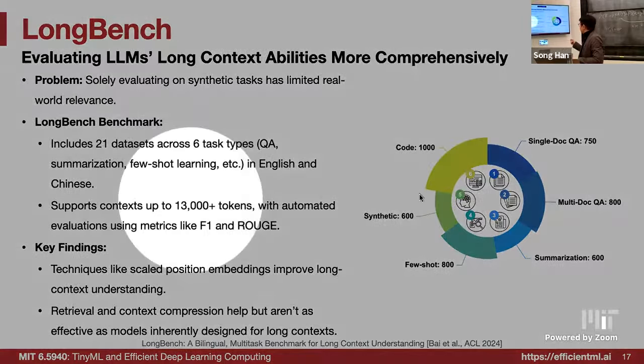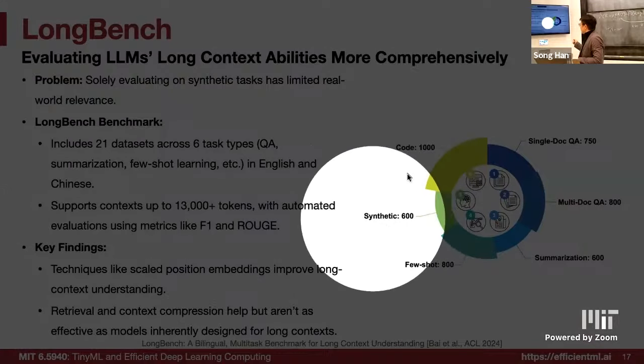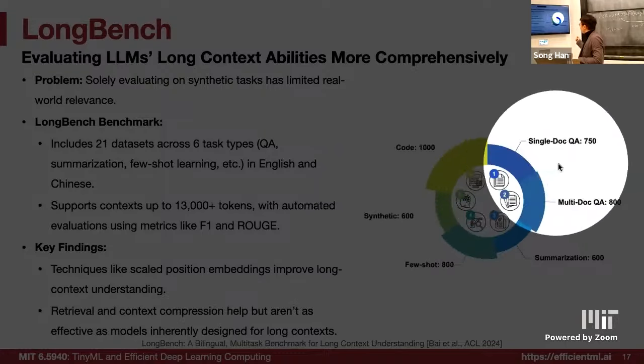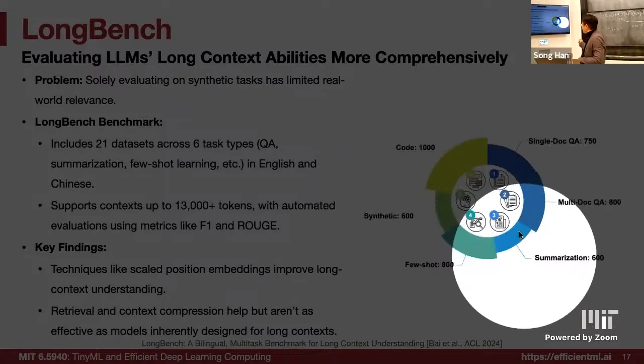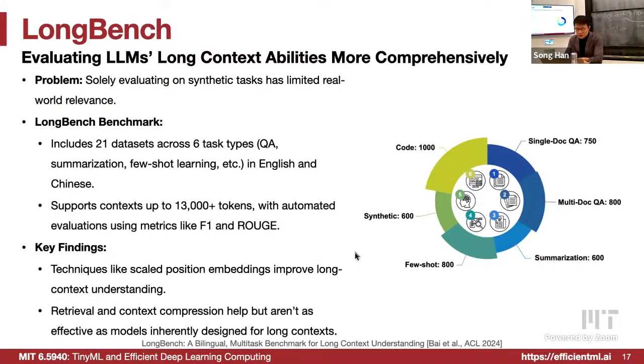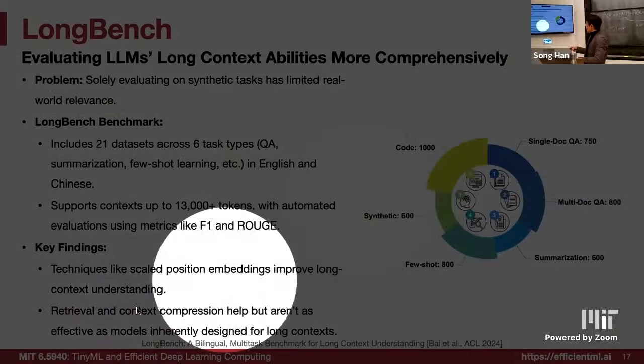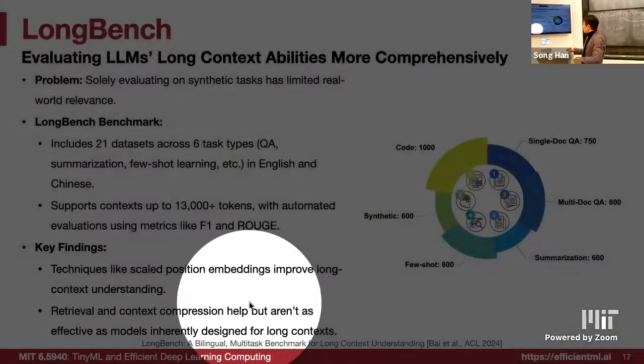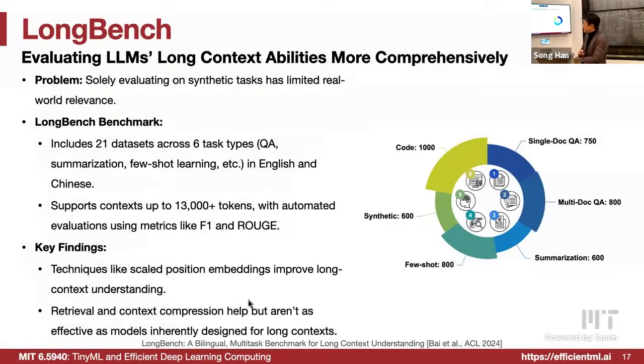And it consists of not only synthetic data, but also code data, single-document QA, multi-document QA, summarization, and few-shot questions. And the key finding is that techniques like scaled position embedding can improve long context understanding. Techniques like context compression and retrieval can help, but not as effectively as models inherently designed for long context.